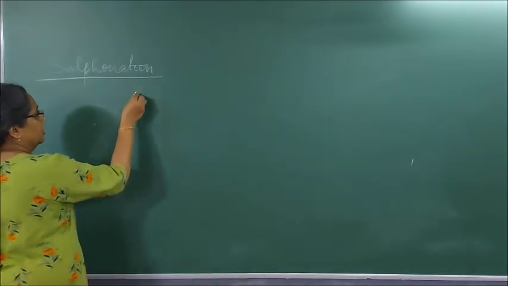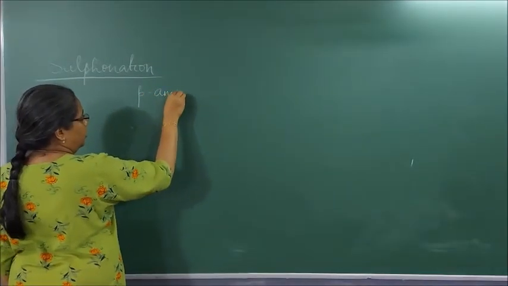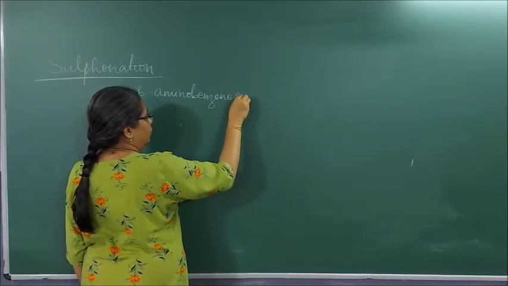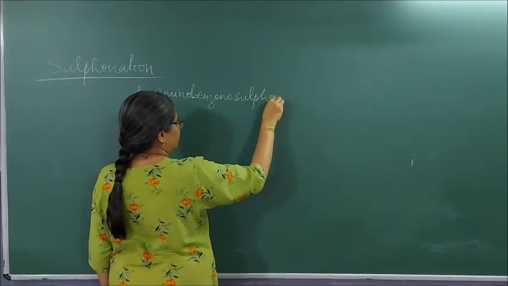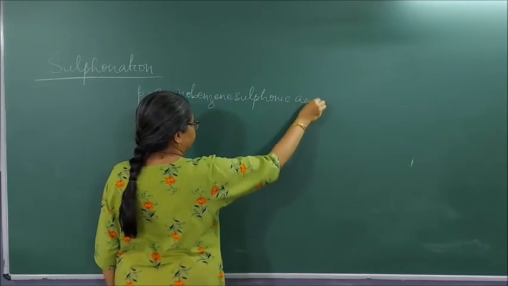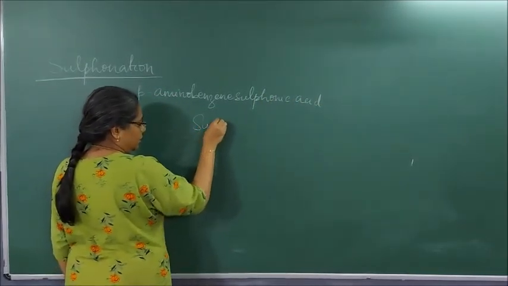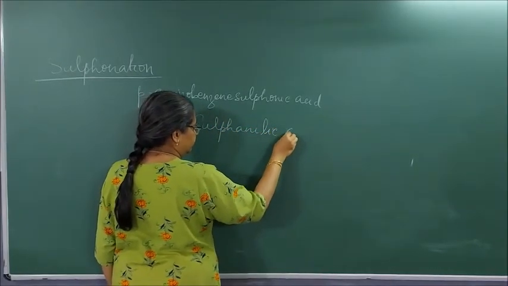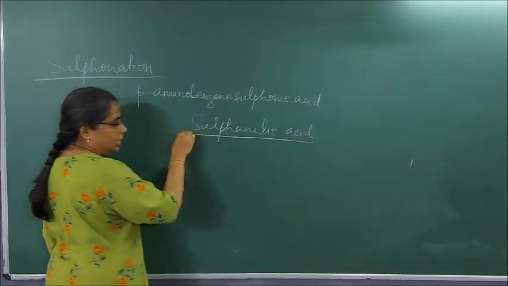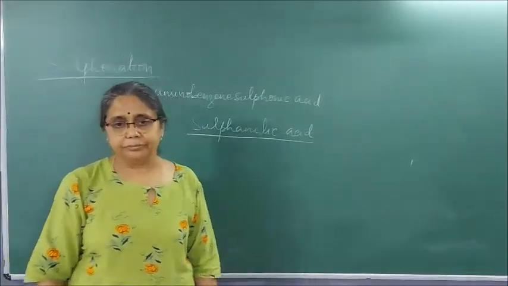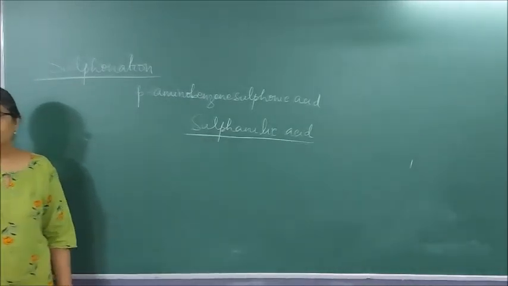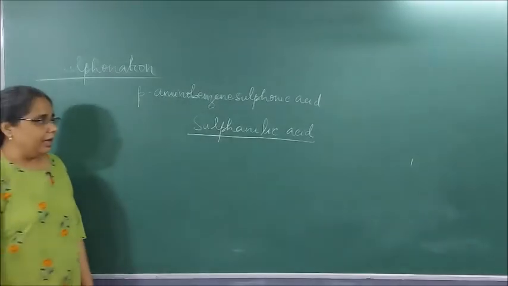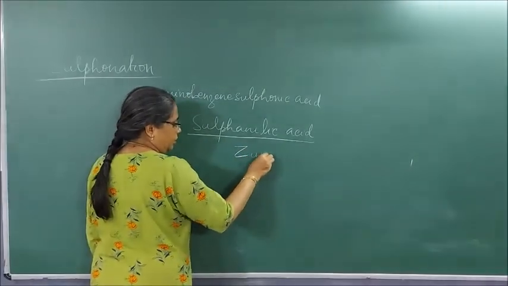I am writing it here, para-aminobenzene sulfonic acid, which is also called as sulfanilic acid, which exists as Zwitter ion.